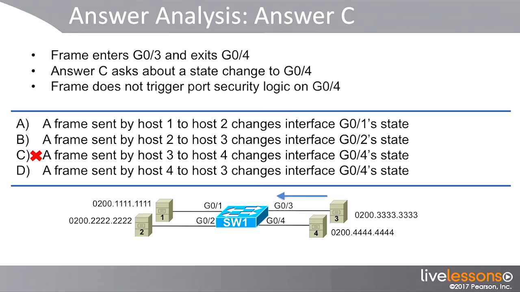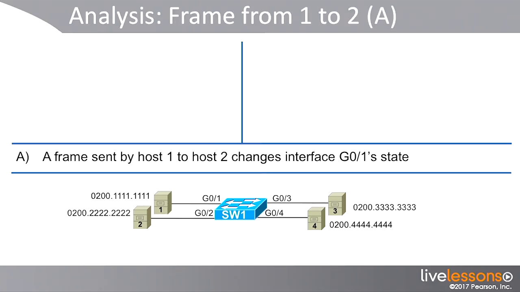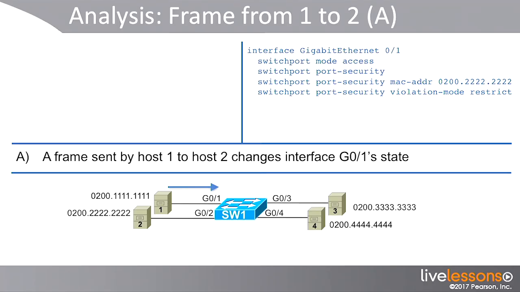The other 3, if you look at their details, all mention a frame that comes in the same interface that's mentioned in the answer, so we do have to look at the configuration. So let's look at answer A that talks about a frame sent from host 1 to host 2 coming in G0/1, so G0/1's interface state might change. So there's the frame coming in the figure, and on the right, I've repeated the exhibit information about that interface from earlier in this example.